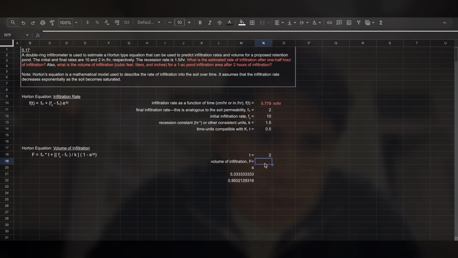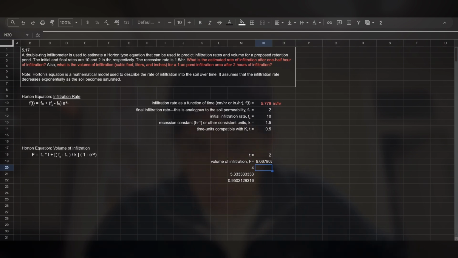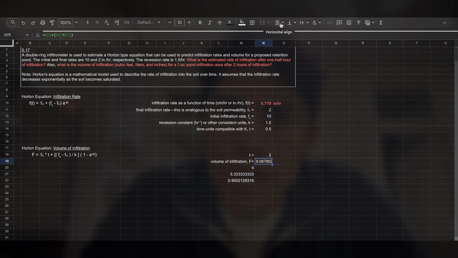And technically, we should just equal this plus the multiplication between this and this other value. And okay, that's correct now. This is the value that I should have gotten initially. 9.068, and this is in inches. Now we also need to solve; we got it in inches, we need cubic feet and liters.